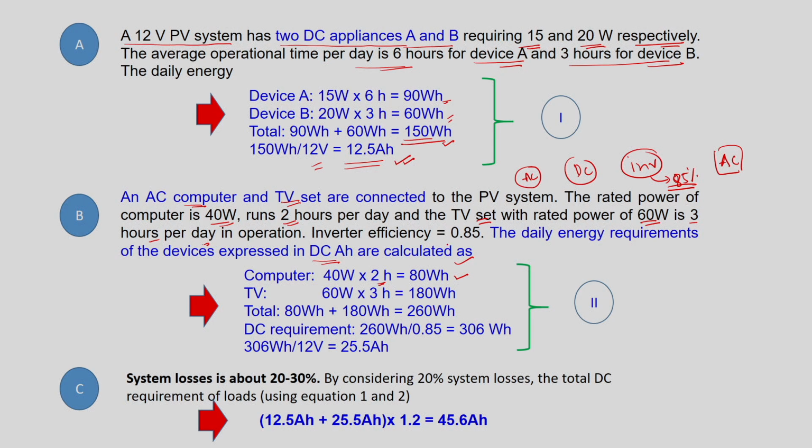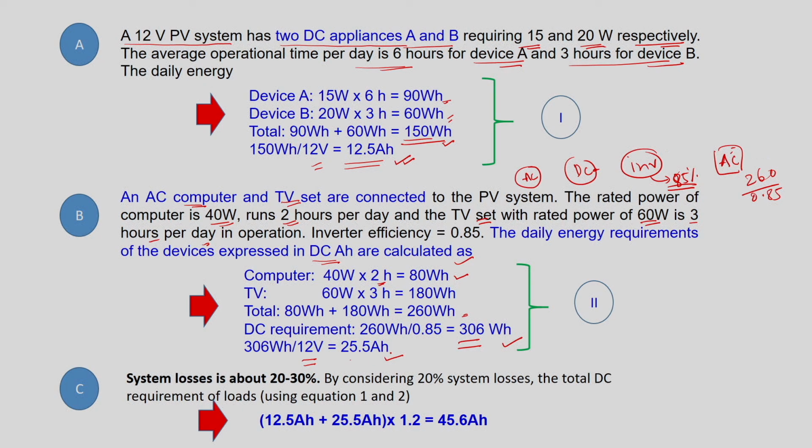As we know the efficiency of the inverter, we can divide by it, because we need to convert to DC. So, 260 divided by 0.85 will be 306 watt hour. If we divide this by the rated voltage, it will be 25.5 ampere hour.